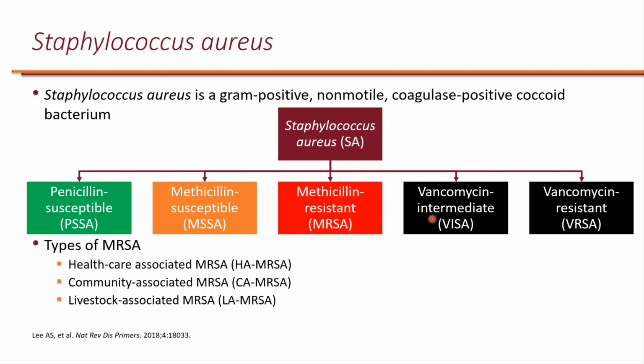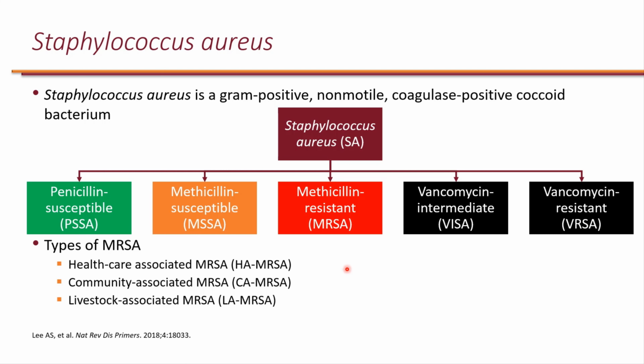Now, while very rare in the United States, there is also vancomycin intermediate Staphylococcus aureus, or VISA, and that is basically that Staph aureus is no longer susceptible to vancomycin, but the MICs happen to be in the intermediate range. And then we have Staphylococcus aureus with MICs in the resistant range for vancomycin, which is referred to as VRSA.